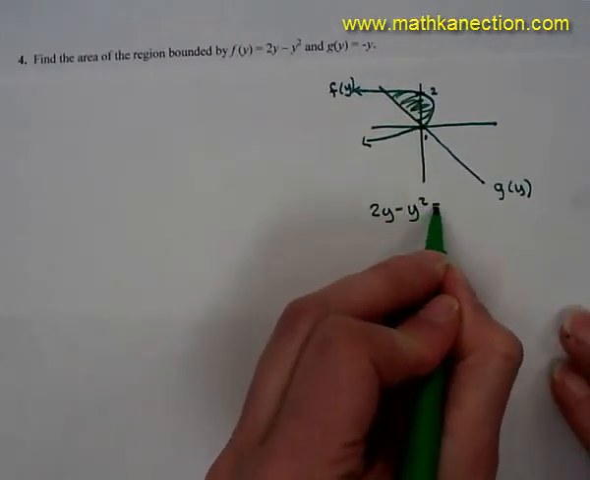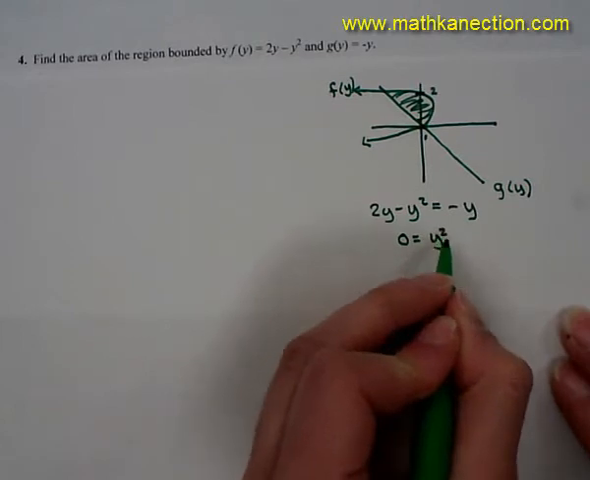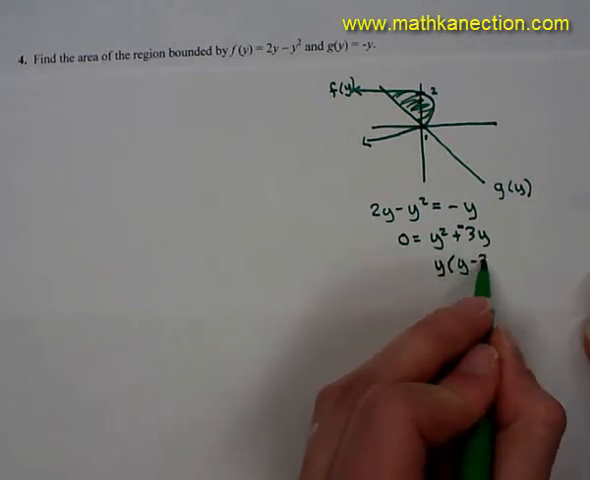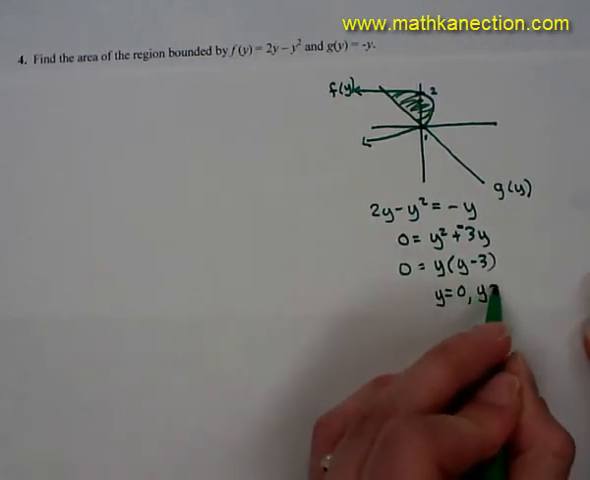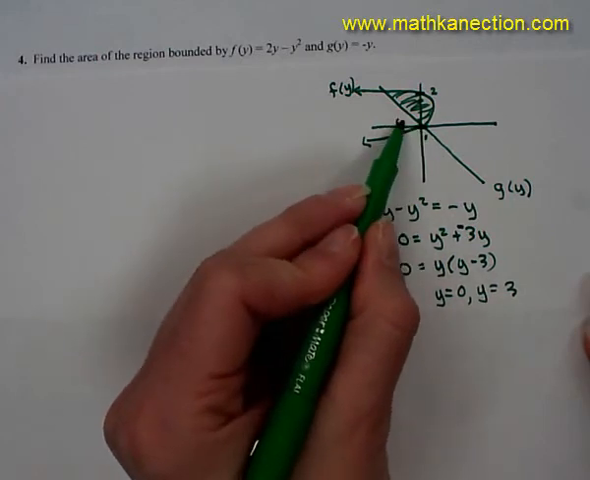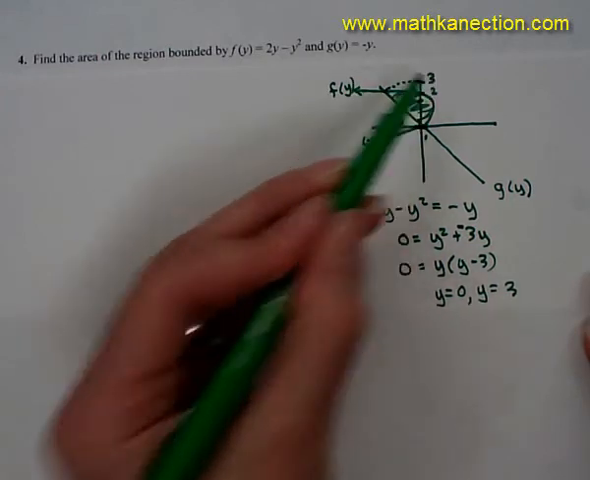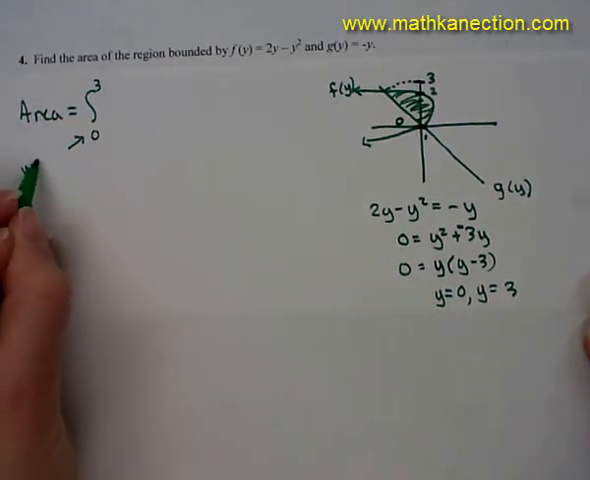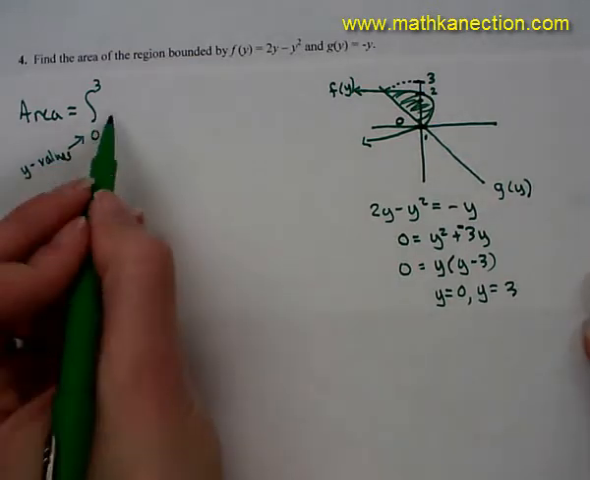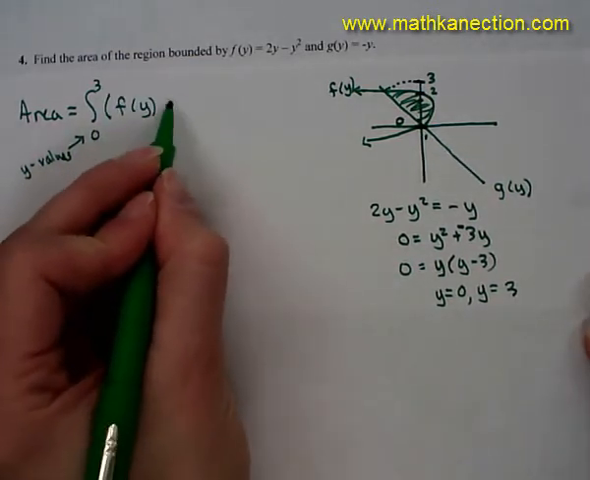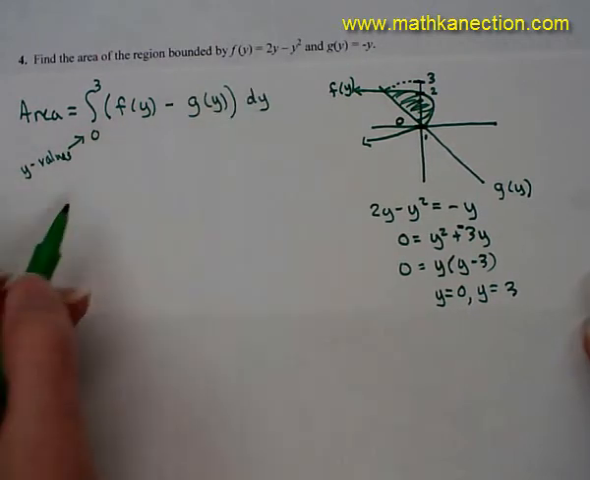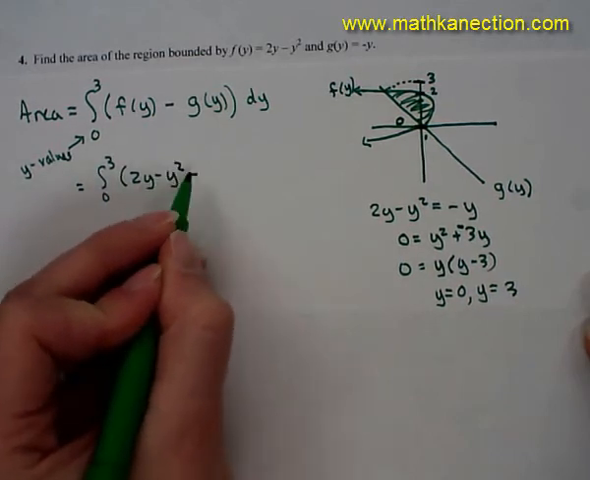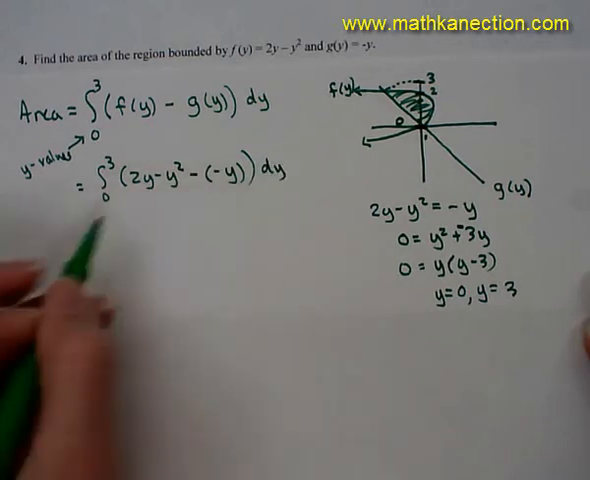Set our two equations equal to each other to find the intersections. Subtracting over 2y to get y squared minus 3y, factoring out y. The intersection is going to be at y is equal to 0 and y is equal to 3. So the area between our regions is going to be the integral from 0 to 3. The top function will be 2y minus y squared, and the bottom function will be negative y. Notice that our interval uses y values. So we'll antiderive from 0 to 3, 2y minus y squared minus the negative y dy.